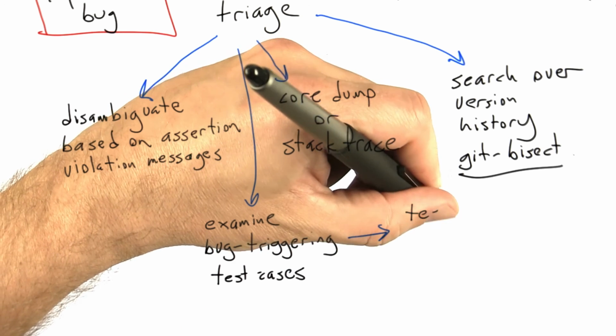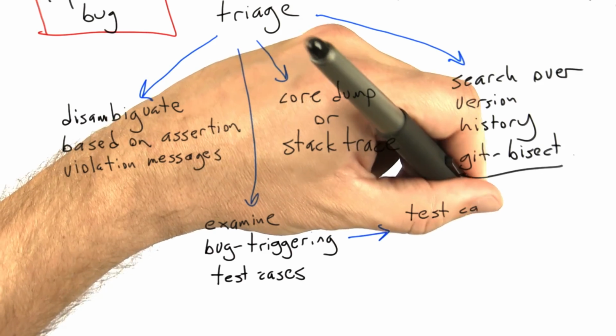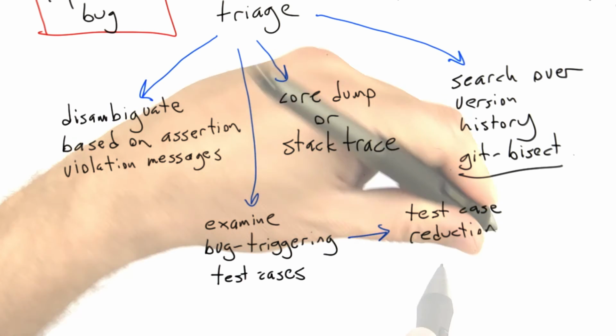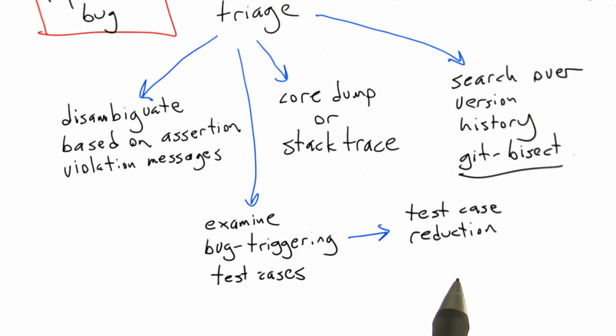And so this is going to directly lead to our next topic, which is a really important one, which is test case reduction, or test case minimization. And that's an automated process for taking a large failure-inducing input and turning it into a small one. And we're going to cover that next.